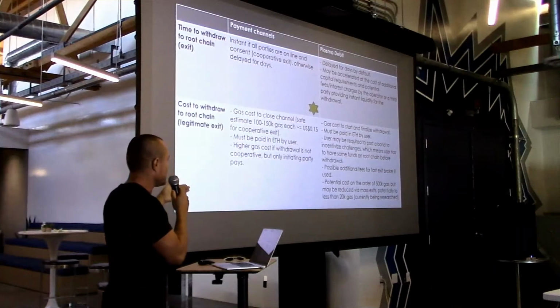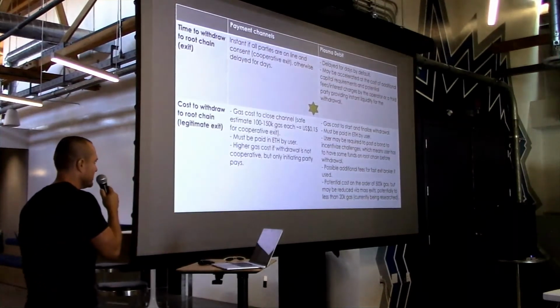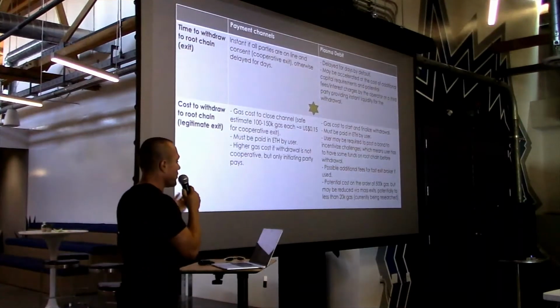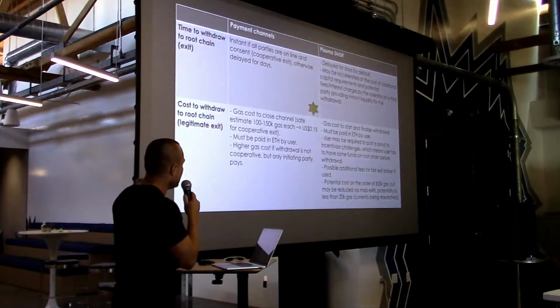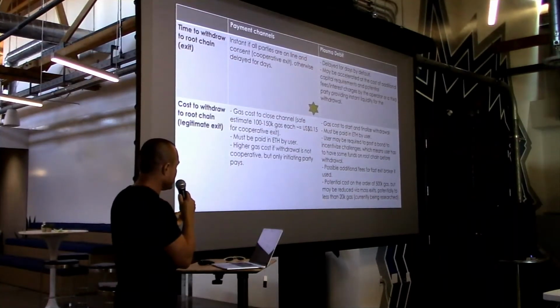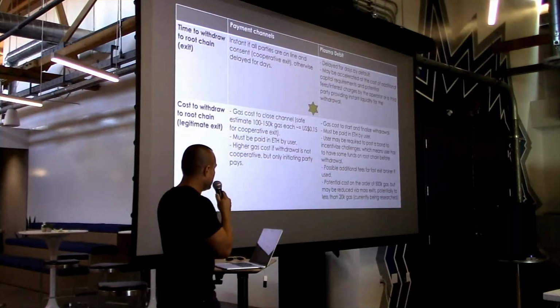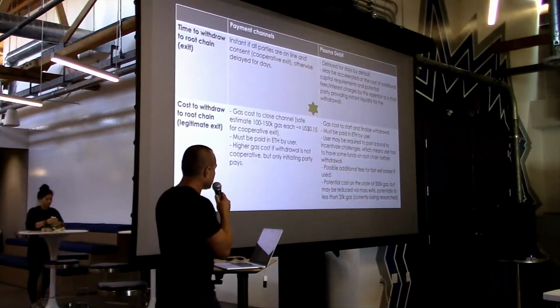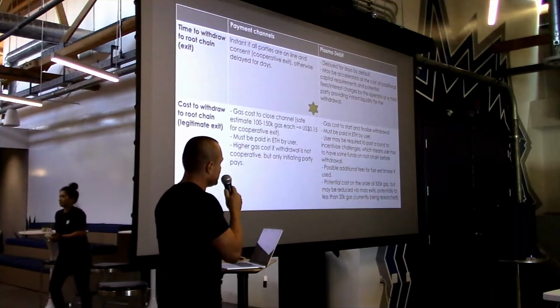The cost to withdraw your funds to the root chain, if you want to withdraw from a payment channel, you're looking at the gas cost to close the channel, so it's on the order of 100,000 gas, maybe a little bit less, but say 10-15 cents. That's for a cooperative exit. If one party's offline, if it's a non-cooperative exit, then it's going to be a little bit more expensive and take longer. And this gas cost is paid for in Ether by the user who's closing the channel.